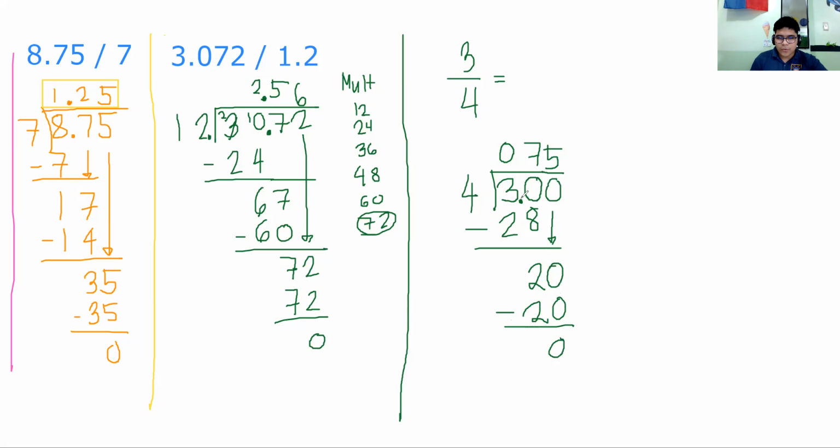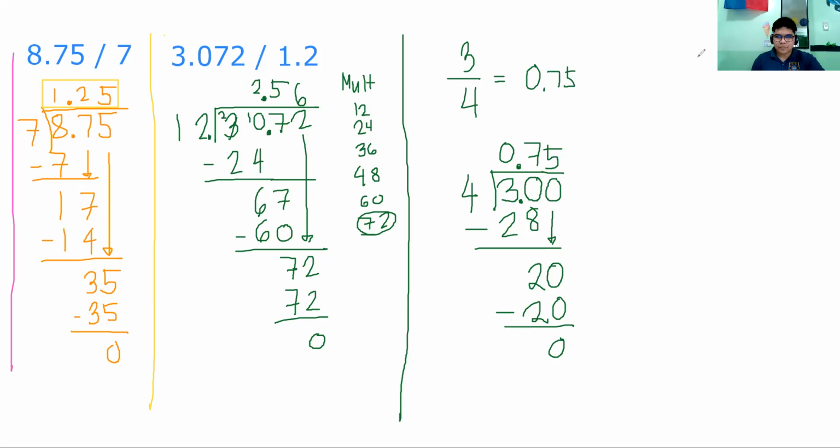What are we going to do with the decimal point here? Same as before, we're going to push that up there. It's going to be 0.75. So 3 divided by 4 is 0.75.